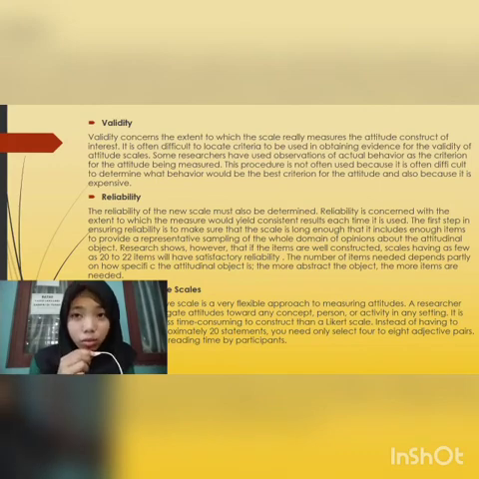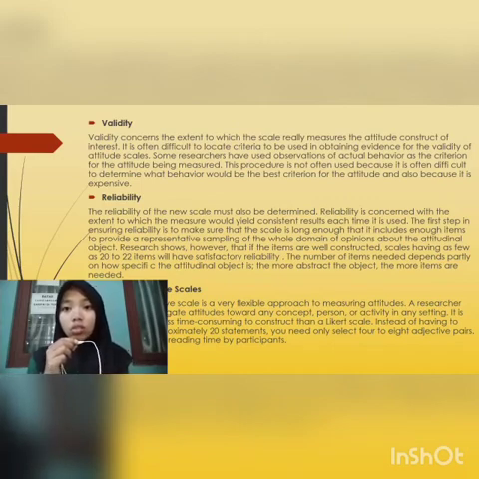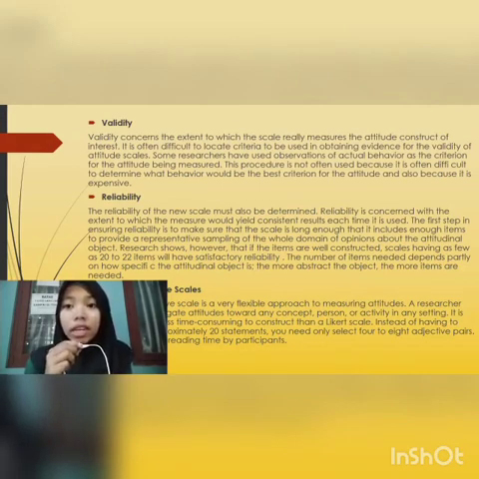And number 3 is bipolar adjective scales. The bipolar adjective scale is a very flexible approach to measuring attitudes. A researcher can use it to investigate attitudes toward any concept, person, or activity in any setting. It is much easier and less time consuming to construct than a Likert scale.